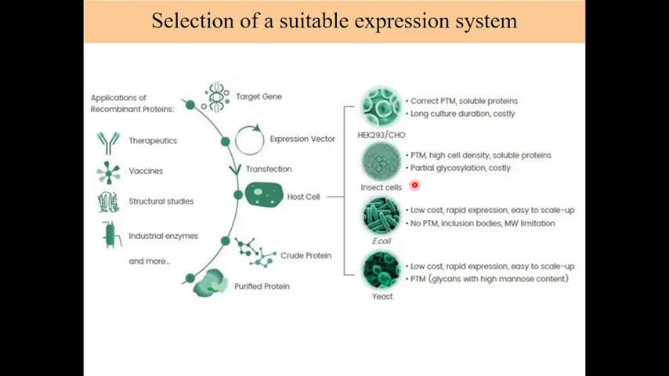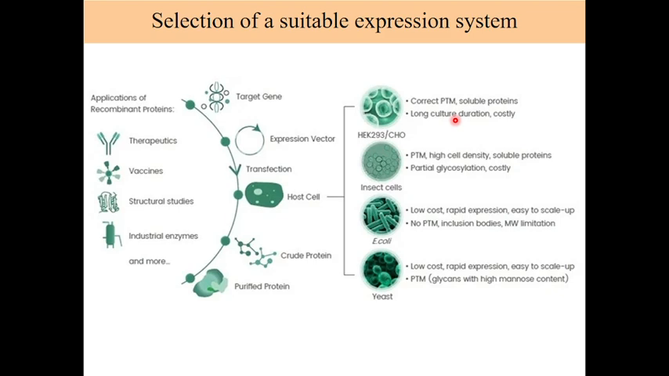Okay, now how to find out what kind of cell I should use for my desired protein. See, there are HEK293 kidney cells, human kidney cells, there are CHO cells. These are all mammalian cells. This is needed for post-translationally modified proteins. Okay, but then the culture duration is longer and it is very expensive. And then there are insect cells.